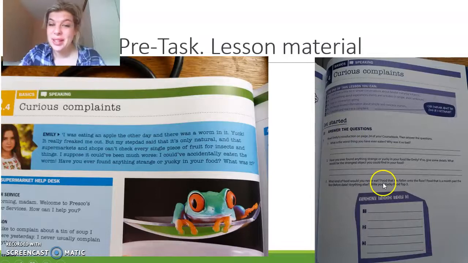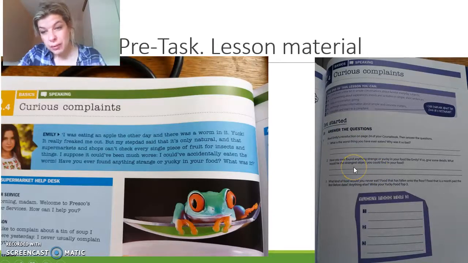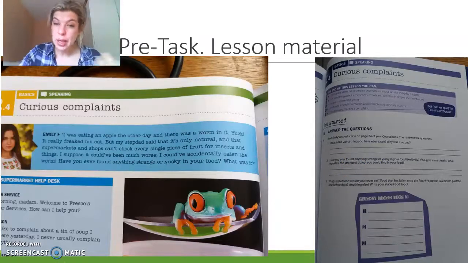And this lesson material I've used as well, which is, what is the worst thing you've ever eaten? Why was it so bad? Have you ever found anything strange or yucky in your food? So they start thinking about their own personal ideas, and then they create sort of a top 3 of yucky food and share it with their partner.